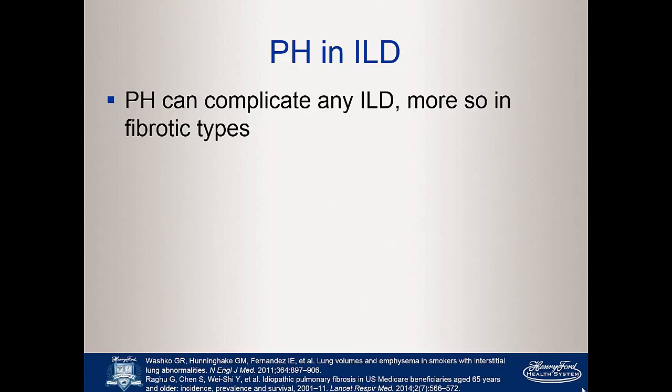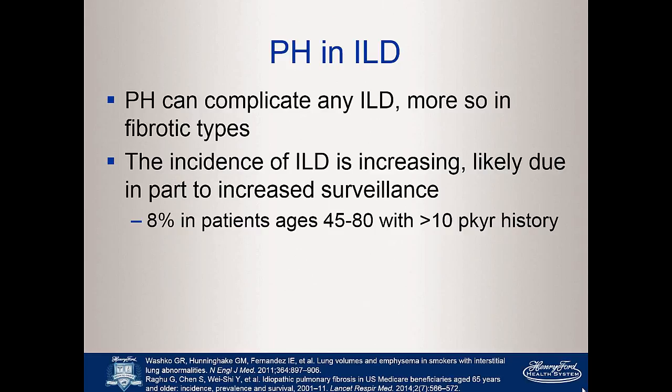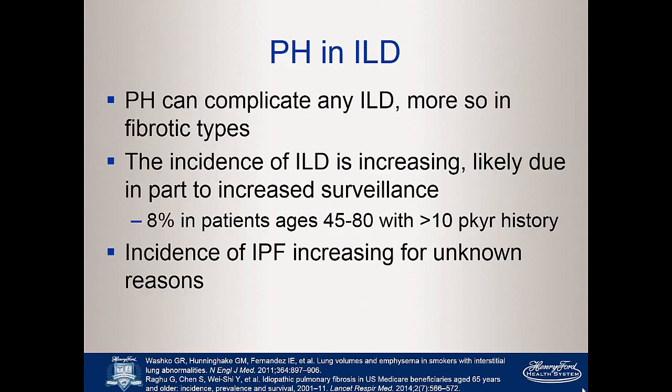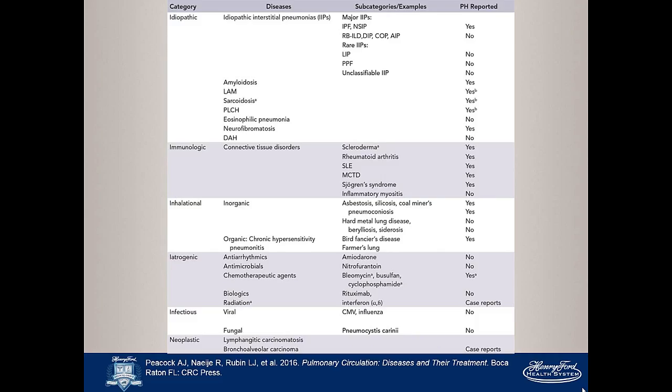So pulmonary hypertension can complicate any interstitial lung disease, but more so in the fibrotic types. We believe the incidence of ILD is increasing. It's likely due in part to increased surveillance for lung cancer screening. At present, 8% of patients with a greater than 10 pack year history will show evidence of ILD. The incidence of IPF itself is increasing for unknown reasons. We're up to about 94 new cases for every 100,000 Medicare patients.